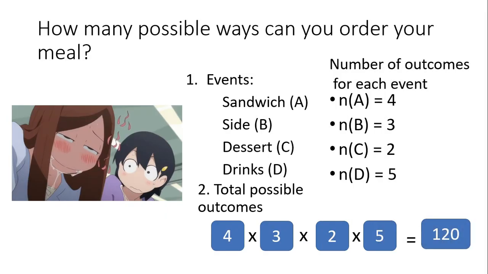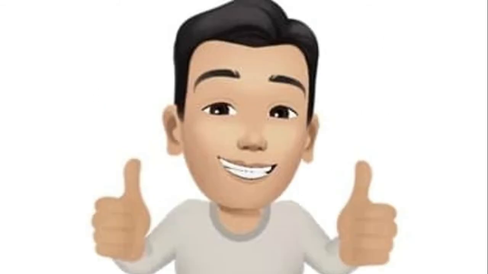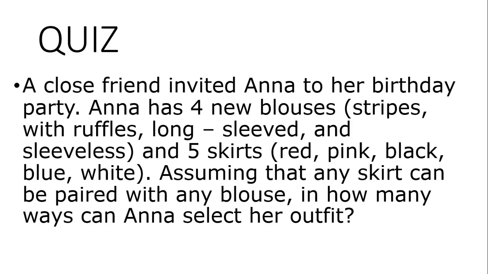Did you get the answer correctly? If so, you are now ready for the quiz. A close friend invited Anna to her birthday party. Anna has 4 new blouses: stripes, with ruffles, long sleeved, and sleeveless, and 5 skirts, which are red, pink, black, blue, white. Assuming that any skirt can be paired with any blouse, in how many ways can Anna select her outfit?